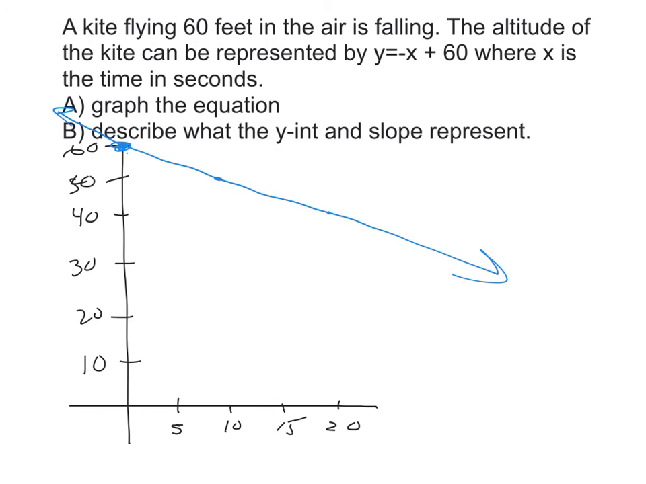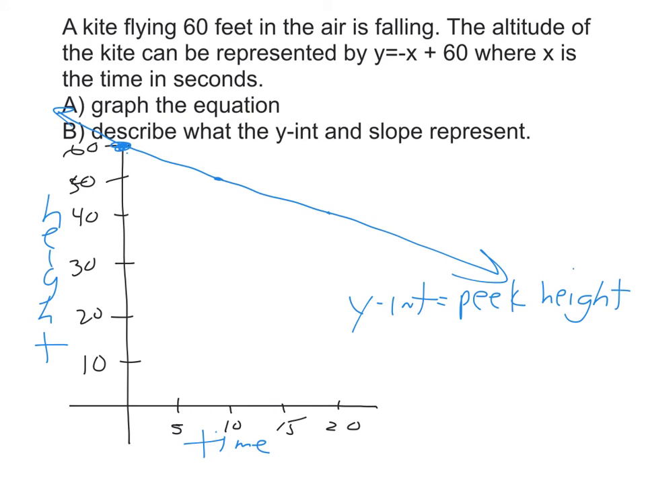There's the graph. Now, what do the y-intercept and the slope represent? Well, simply, the y-intercept is easy. The y-intercept is the kite's height at its peak, because this represents the height. And we know the x, because we were told, is the time. So the 60, or the y-intercept, is the peak height of the kite. What does the slope represent?